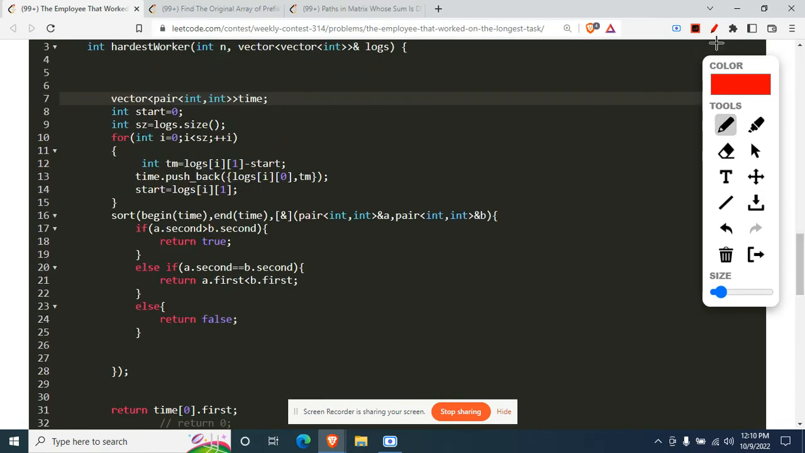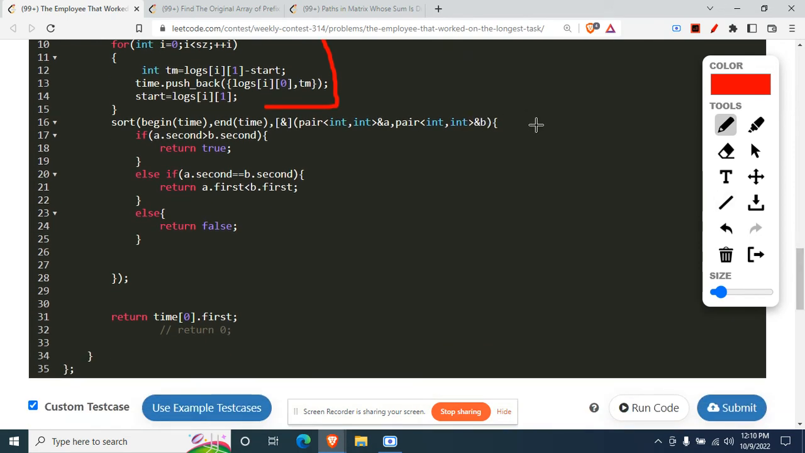So how do we do it? Let's check the implementation, and the implementation is very simple. All you have to do is take out the timings as we said and push them into a vector of pair of int comma int. That is what we did. This is our time array that we spoke about while I was explaining the intuition and the algorithm. After that, all we have to do is sort the time array.